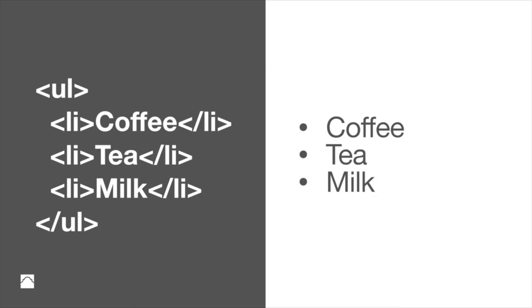Can anybody guess how you would put a sublist under coffee? You would do the div, and then you would put another UL, and then also indented over one more. But where would you put it? Under coffee. Under coffee? So you would.